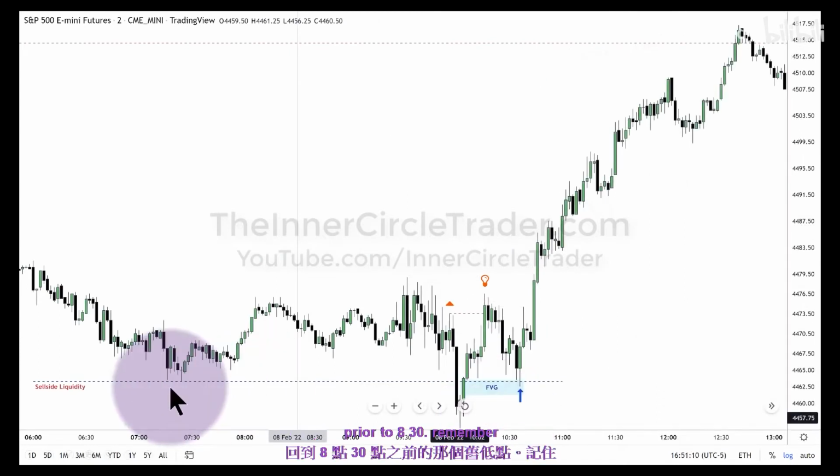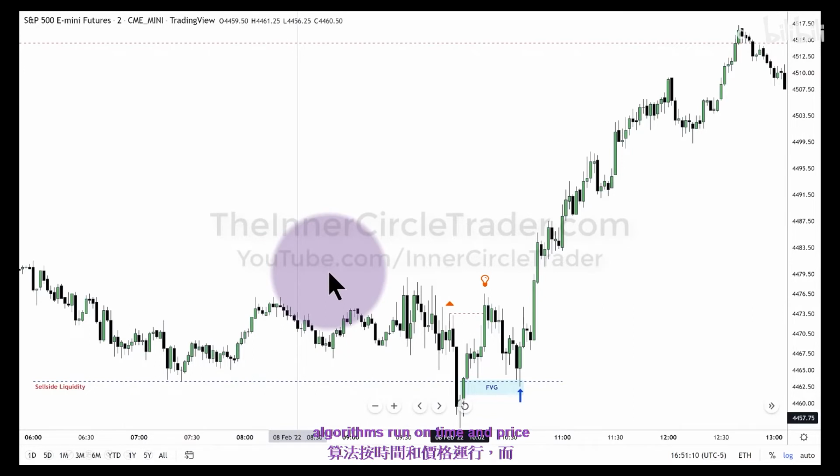Here's that old low prior to 8:30. Remember, algorithms run on time and price. Not price and time. The low, that's the price, yeah. But you have to refer to time first. What's the important factor of time? 8:30, go to the left. What's the first low? Right there, boom.